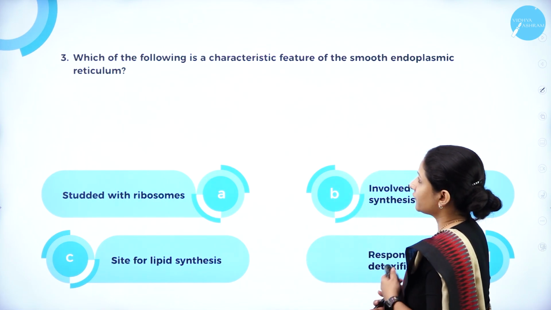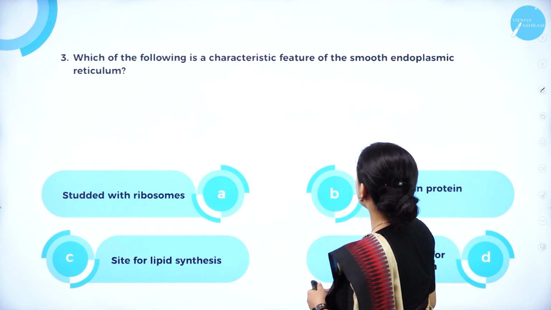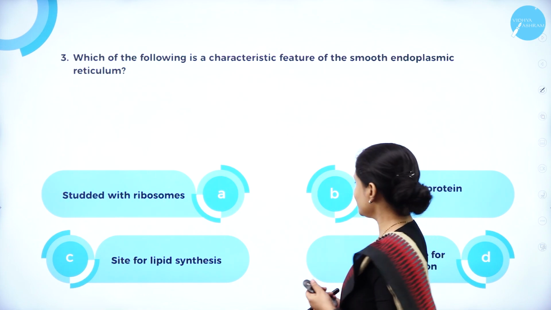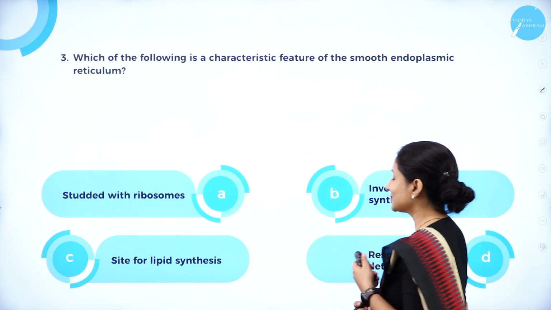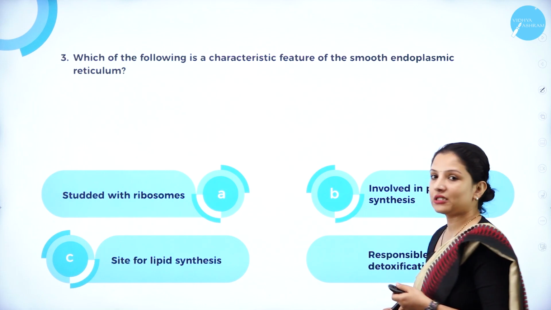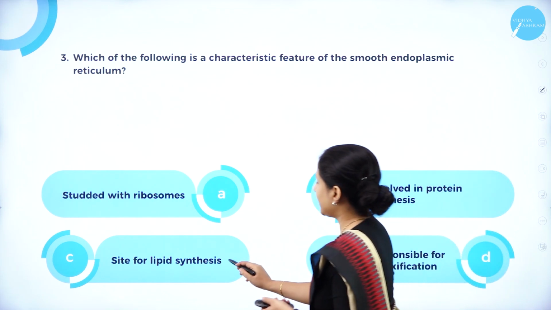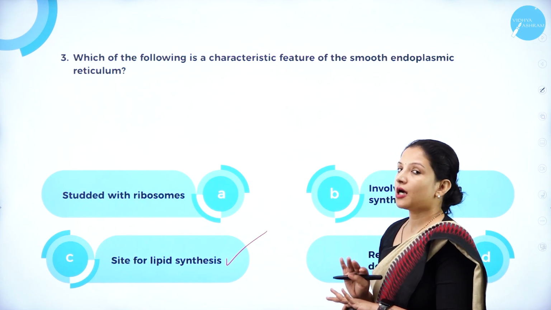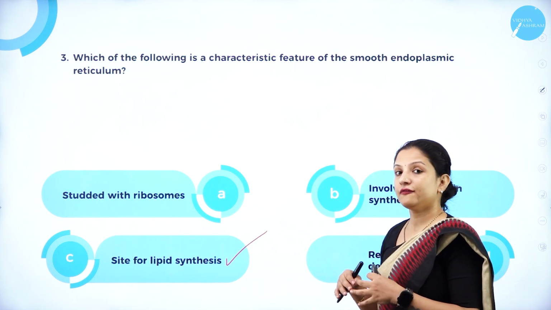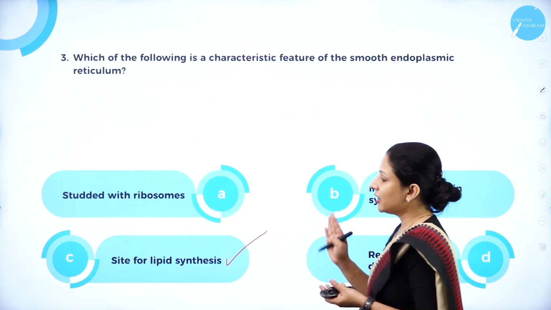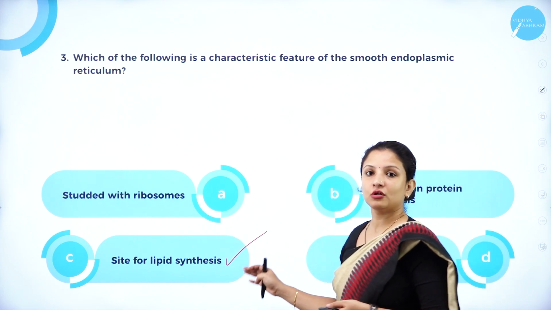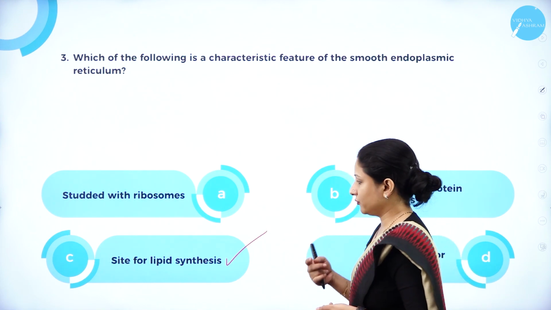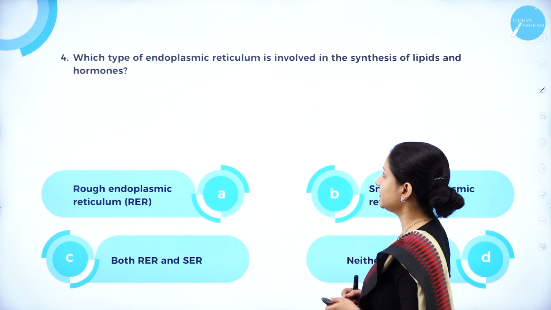Next question, which of the following is a characteristic feature of the smooth endoplasmic reticulum? Studded with ribosomes, involved in protein synthesis, site for lipid synthesis, responsible for detoxification. It is site for lipid synthesis because smooth endoplasmic reticulum is not studded with ribosomes. Therefore, it does not help in protein synthesis, and in turn it helps in the synthesis of lipids and also some lipid-like steroid hormones. So option C is the right answer here.